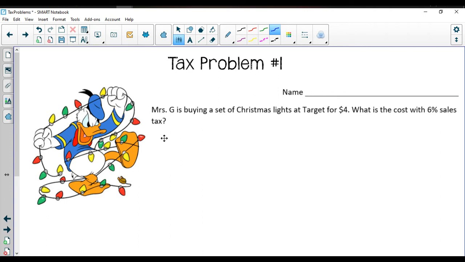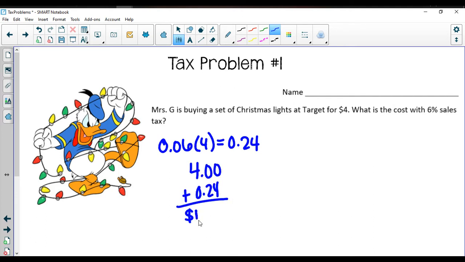All right, so we talked the other day about using method 1 or method 2. So if you're using method 1, you're going to do 0.06 times 4, and that's going to give you 0.24, which you would then say the lights were $4 and you're adding on 24 cents. So your total would be $4.24. If you preferred to use method 2, you would have done 1.06 times 4, which would have right away gotten you to the $4.24 here.